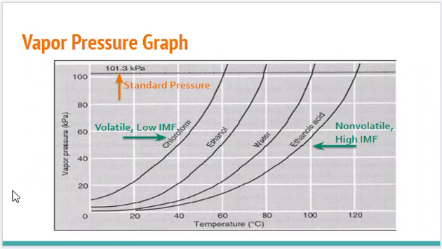So when we look at our vapor pressure graph, we can see our standard pressure, which is 101.3 kilopascals. There are a lot of other pressure units; this is just one of the more common ones. And we have things like chloroform on the left side, which is volatile with low intermolecular forces. And we have something with high intermolecular forces like ethanoic acid, which is non-volatile with that higher boiling point. Notice that we have these curves for each of these substances, and as we lower the pressure, the boiling point is also reduced.